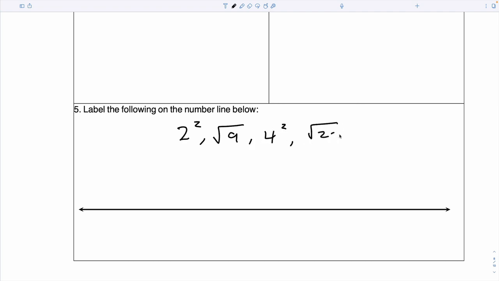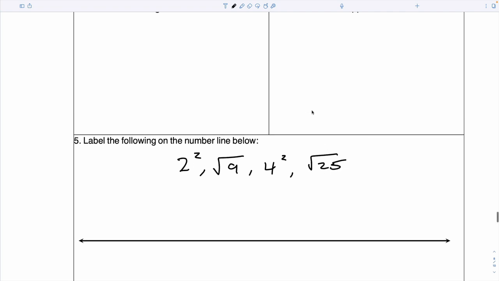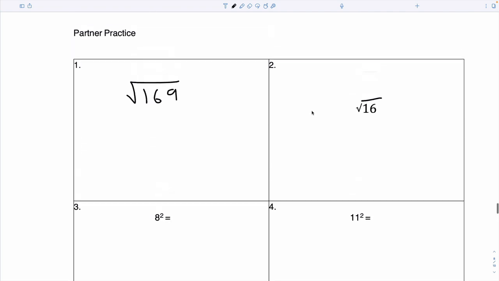Wait, are we doing it like the square roots? So is number 3 like, is the answer 64? Yeah, it's 64. If it's the square root, you're doing what times what is 169. If it's squared, you do 8 times 8. These are two different problems. This is the square, this is the square root.